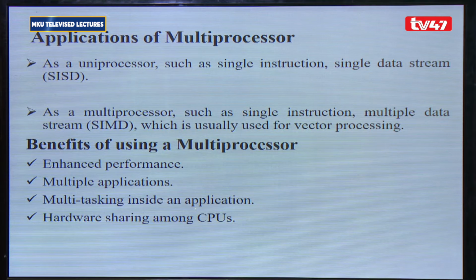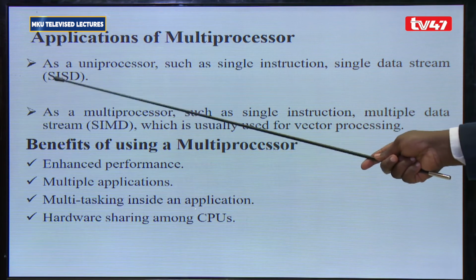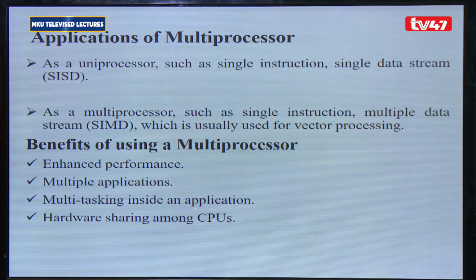So let's continue. What are the applications of a multiprocessor? The first application, I've just given two, is as a uniprocessor, such as single instruction, single data stream, SISD. The second application is as a multiprocessor, such as single instruction, multiple data stream, SIMD, which is usually used for vector processing.